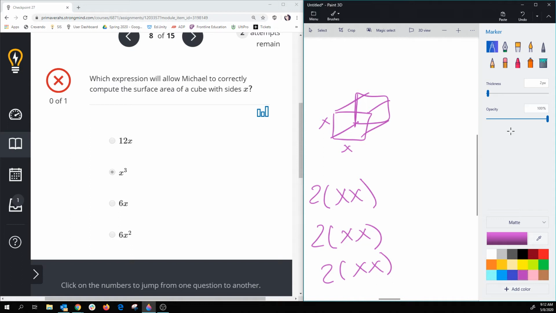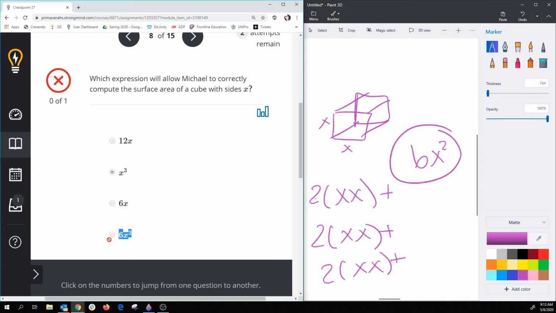So if I look here, I have 2 times x squared three times, and if I were to add all of these together, I would have 2 plus 2 plus 2, which gives me 6, and then if I look inside each of my parentheses, I am multiplying 2 x's together, which is the same as x squared. So 6x squared is an expression that Michael can use to find the surface area of his cube x. So say his side length was 10, he would do 6 times 10 squared.